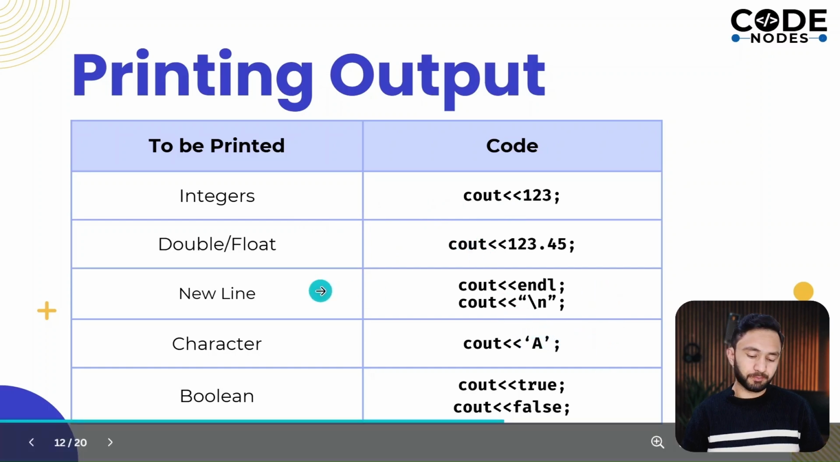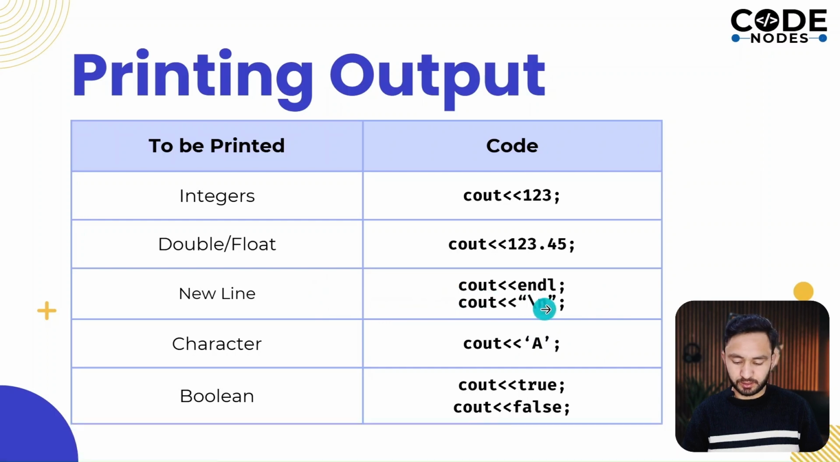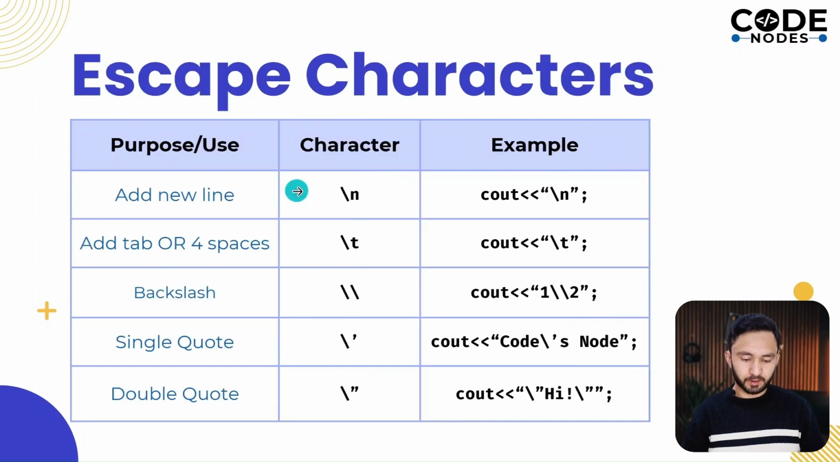In this third row, as you can see, we have used backslash n and endl. So what does endl do? It ends the line, and whatever you write next will be printed in the new line. And this backslash n is called an escape character. I will discuss it in the next slide. So these are called the escape characters or escape sequences in C++.